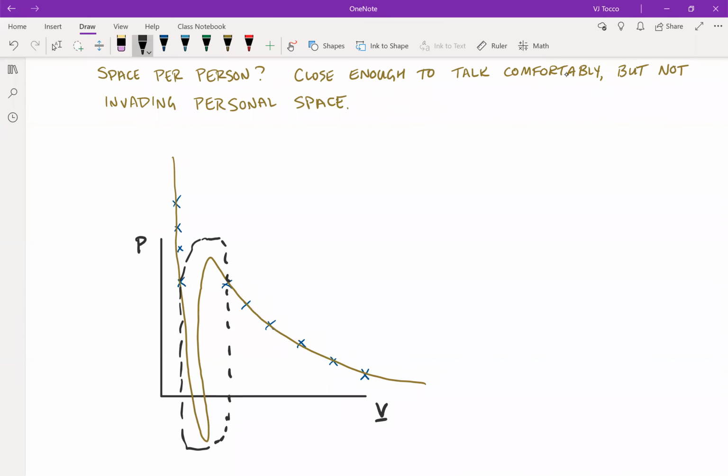So I didn't draw this super accurately. I'm going to try one more time. So I want it to be differentiable, but only barely. And that's a little bit better.